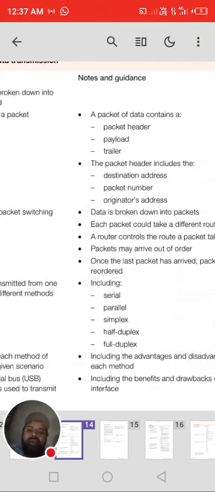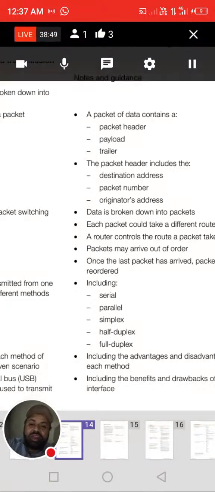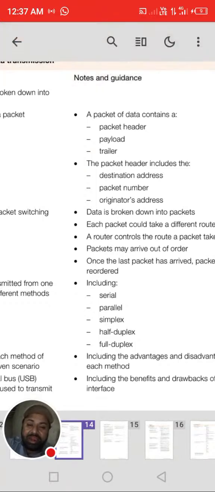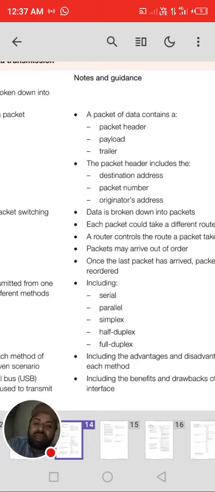The packet header includes the destination address, packet number, and originator address. The destination is where we send something, and the packet header contains that destination address. Then there is the packet number, for example 1 to 4, and the originator address, which is the original source the packet is coming from.